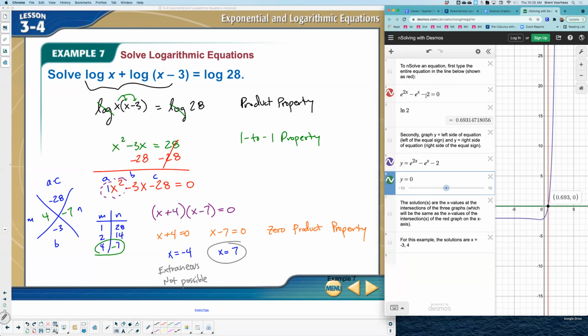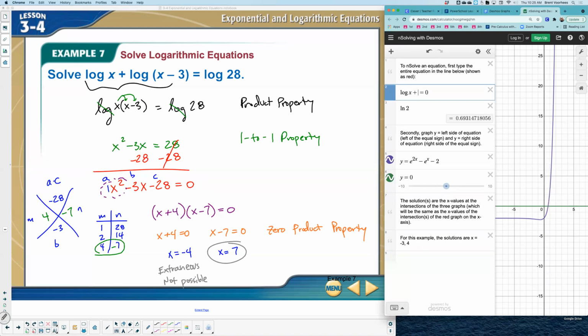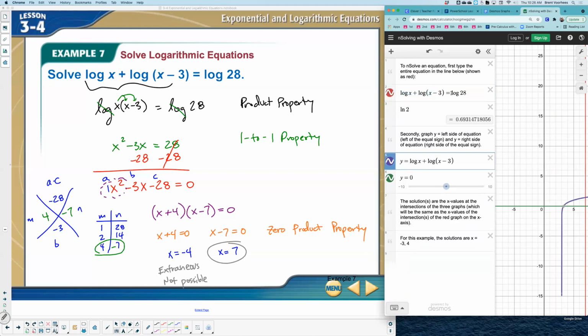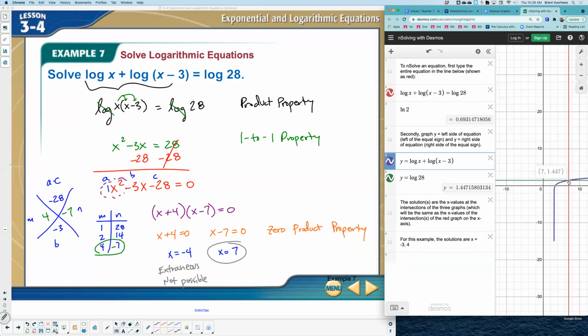You can also solve this on the calculator and it will only give us one good answer. Log x plus log of x minus 3 will equal log 28. Copy the left side, copy the right side. This only gives us one good answer, and the answer is 7. So we did do that correctly.